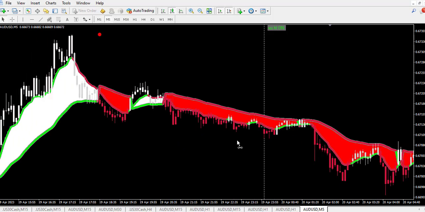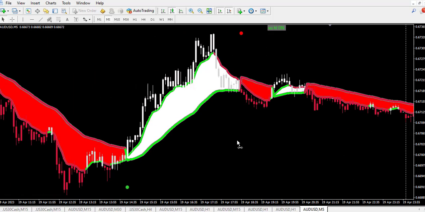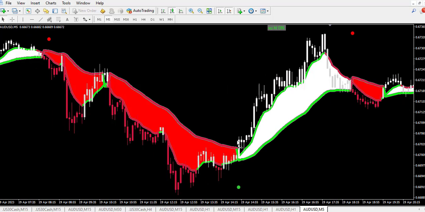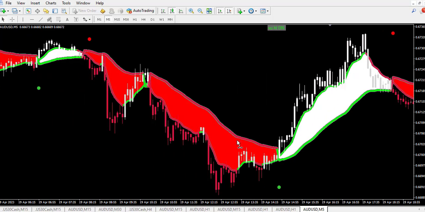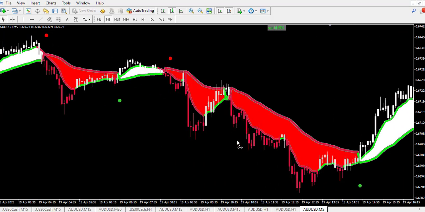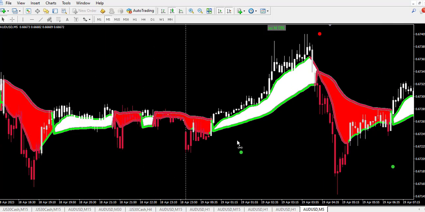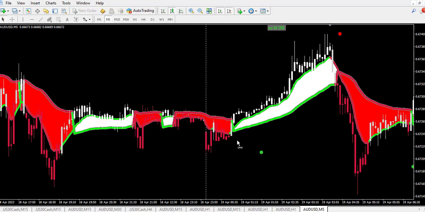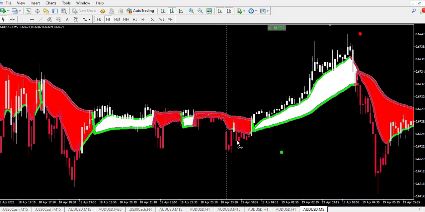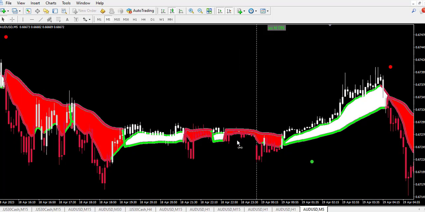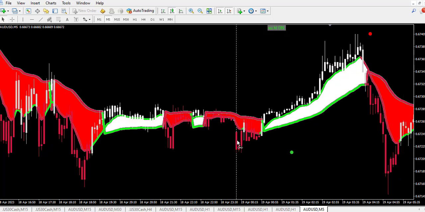Now let's check the history of this particular indicator. This indicator does not repaint once the candle closes, so always allow the candle to close before you take any trade in the direction of the signal that was generated. Now this is how to use this indicator, but before I tell you how to use it, let me tell you the advantage and the disadvantage of this indicator.